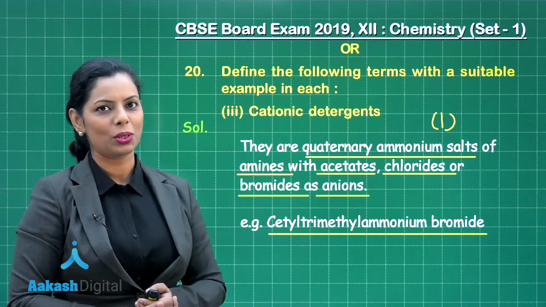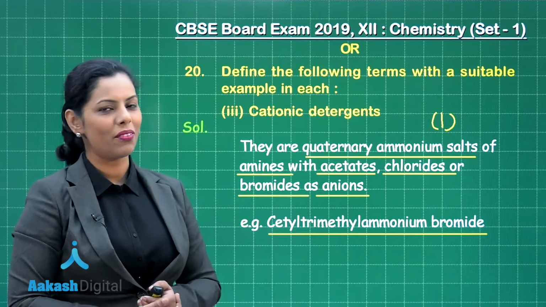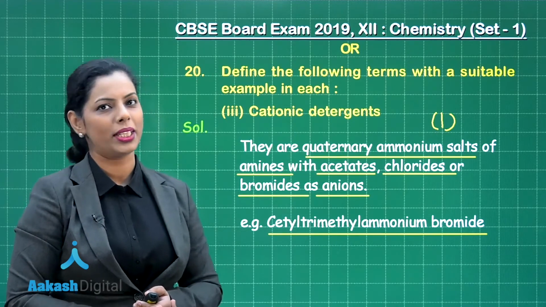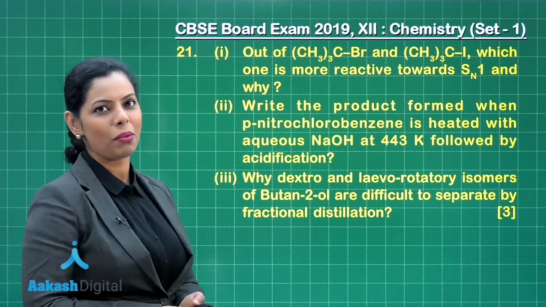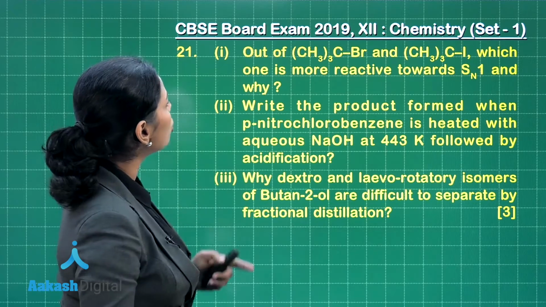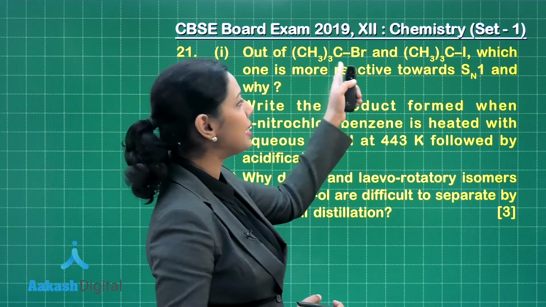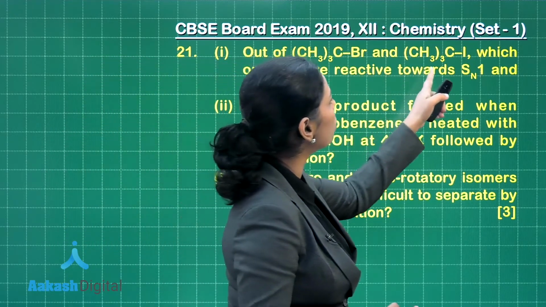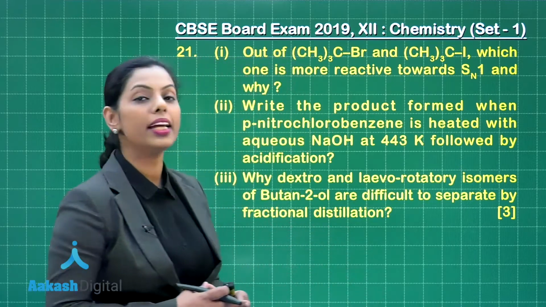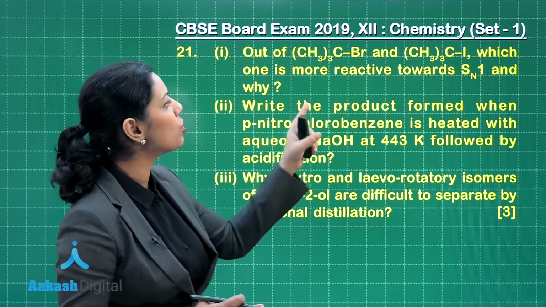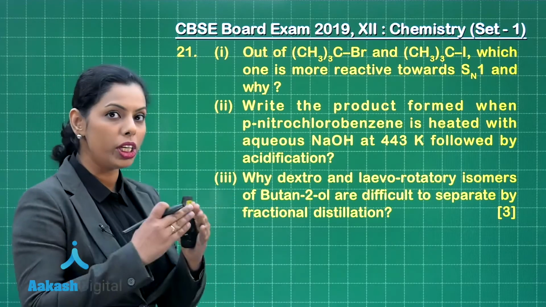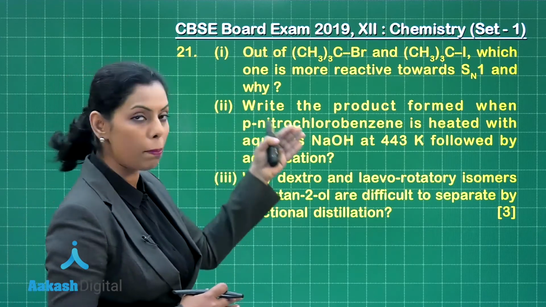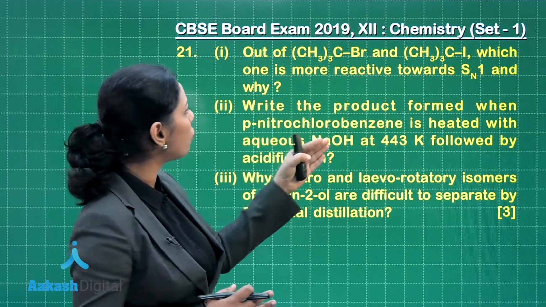I hope this question is also clear to you, and now it's a turn for next question, that's question number 21. Once again this question has 3 parts. It means it's a 3 marker question once again. Out of (CH3)3CBr and (CH3)3CI, which one is more reactive towards SN1 and why? It means you need to just mention the more reactive compound as well as you have to mention the reason for that also.